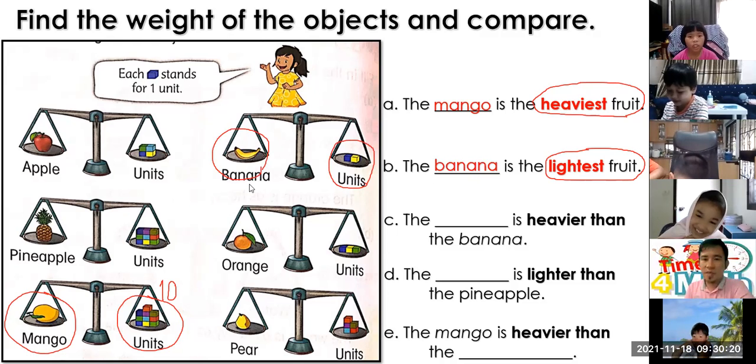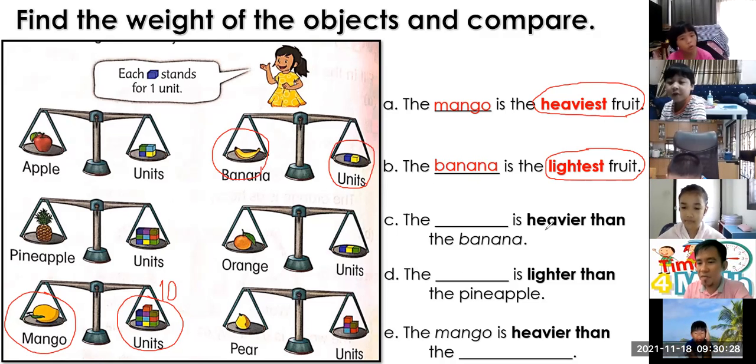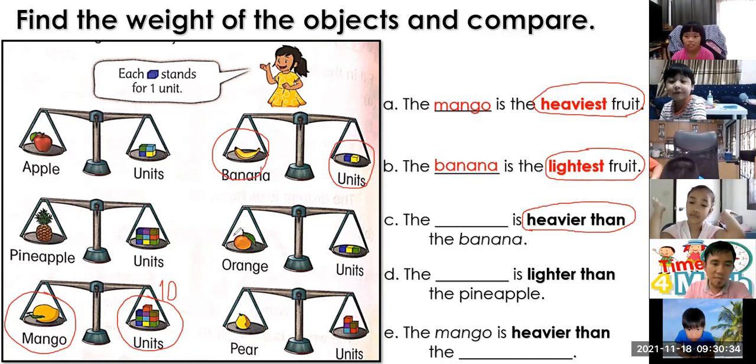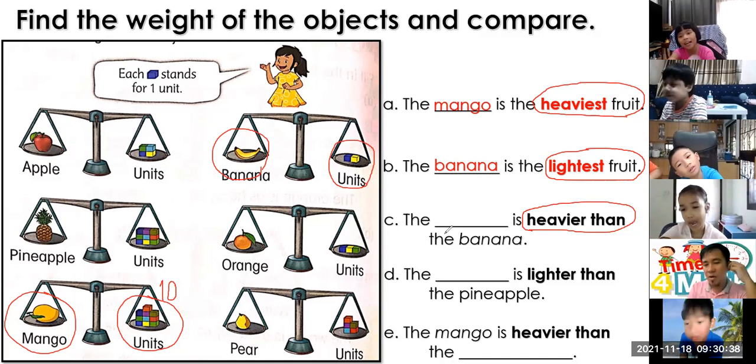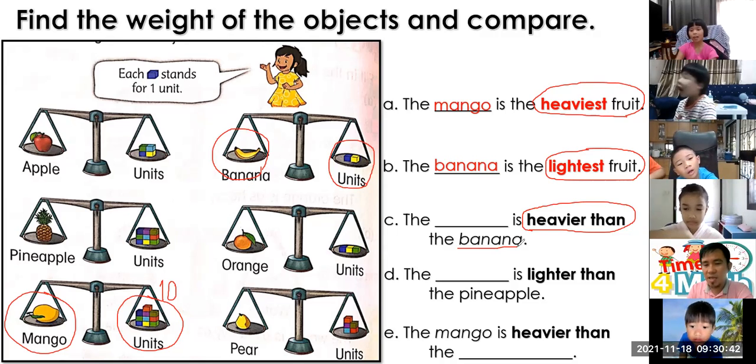Now here, letter C. In letter C, the blank is heavier than the banana. What is heavier than the banana? What fruit should be here?